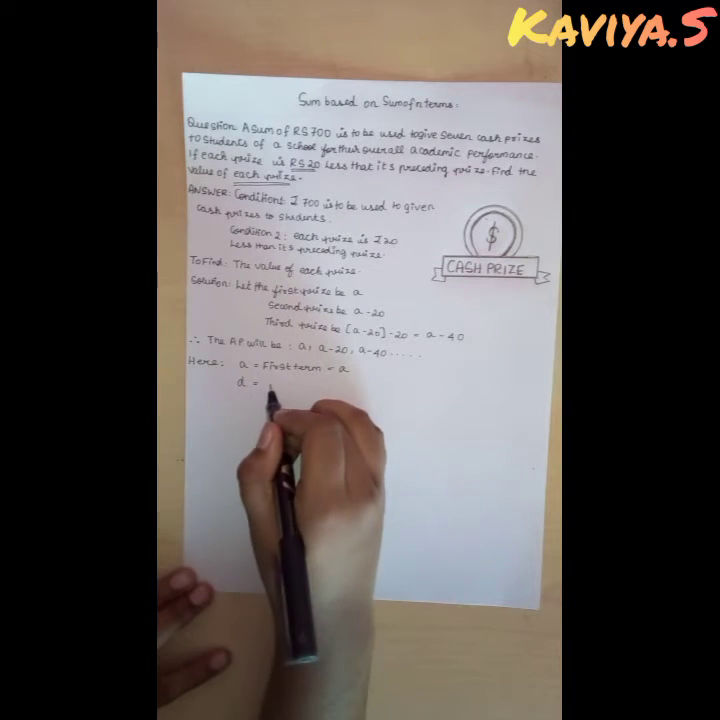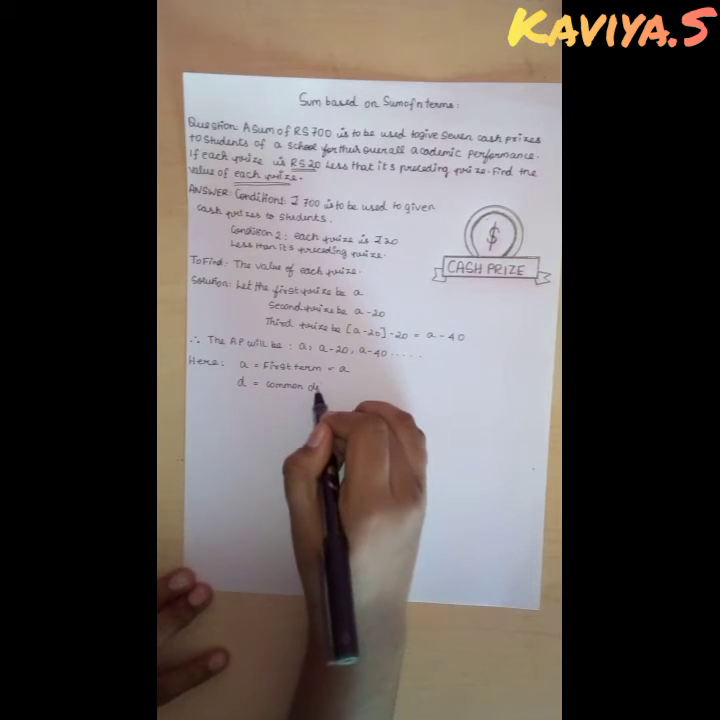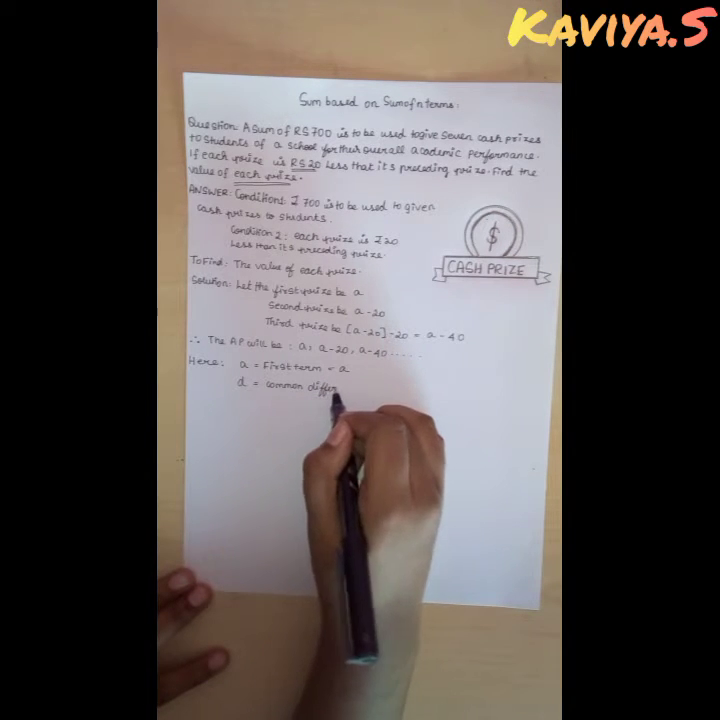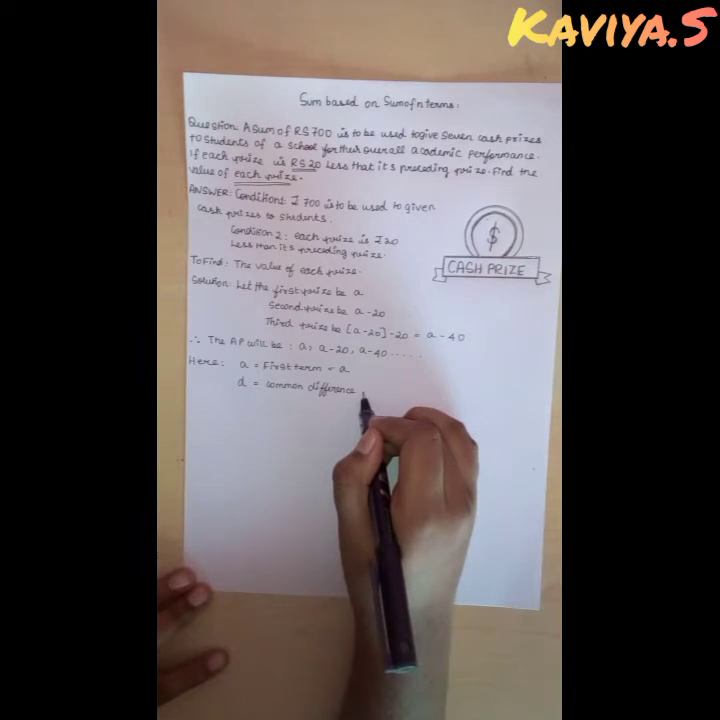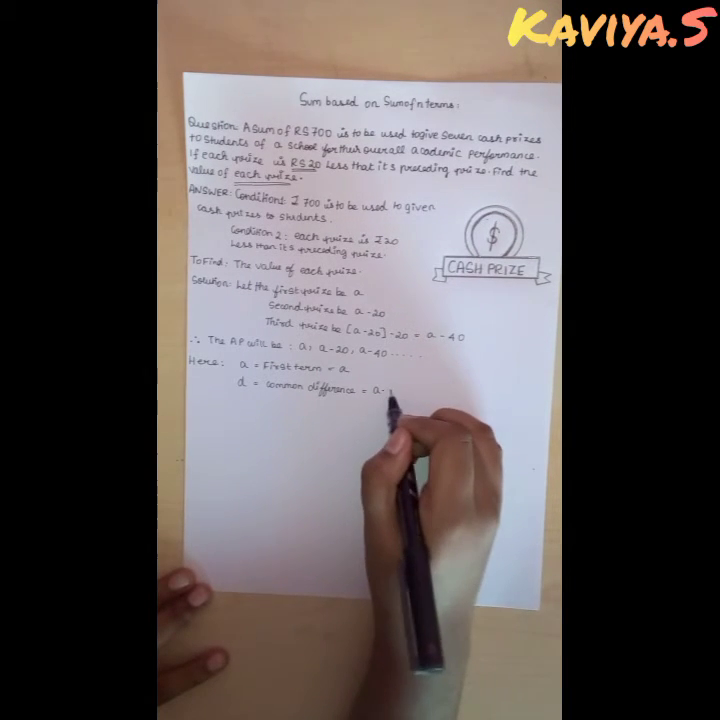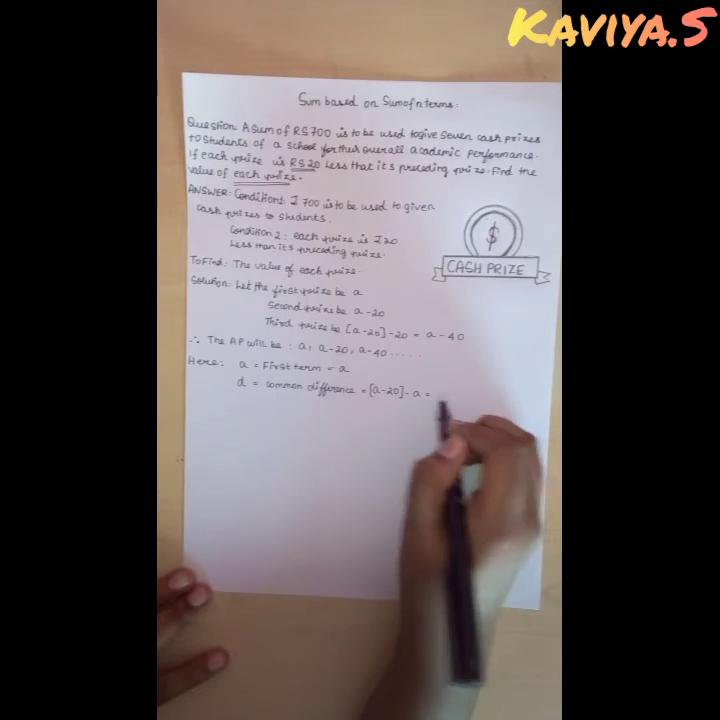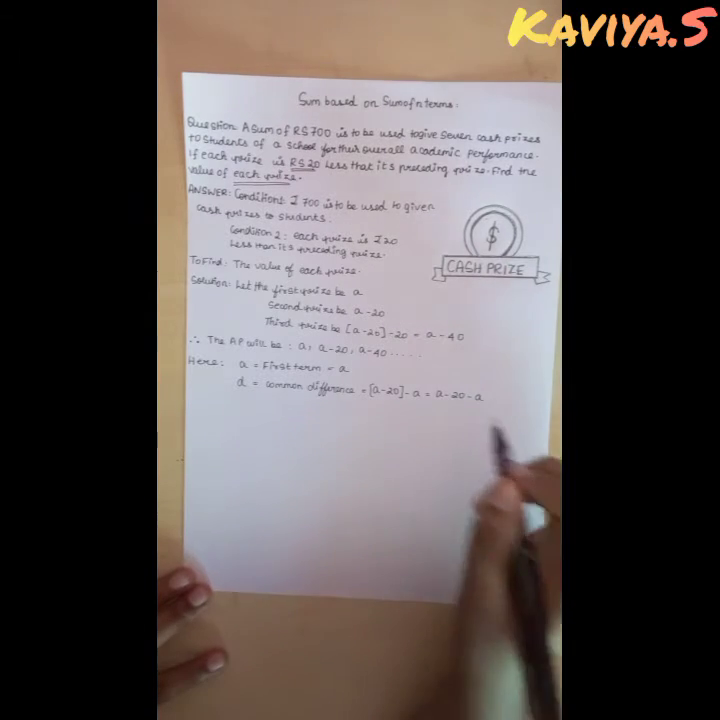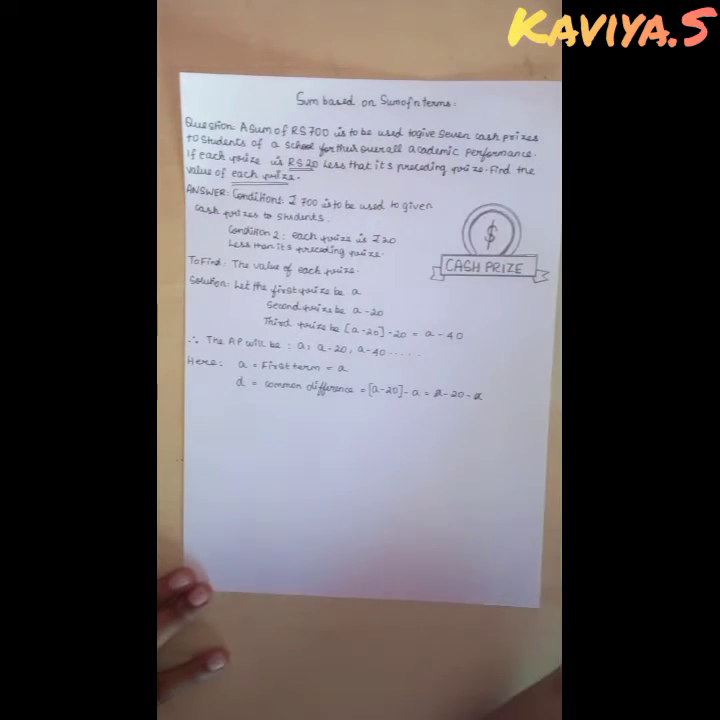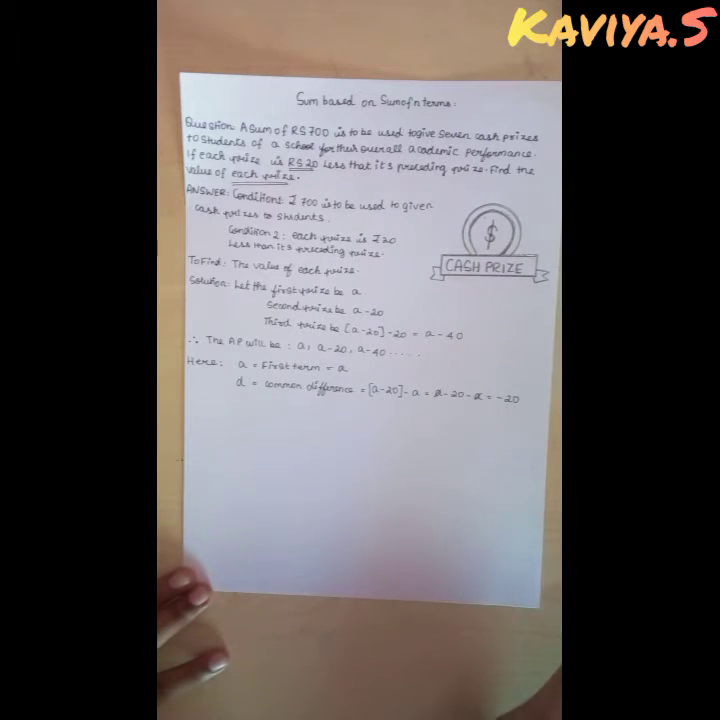So here A is equal to first term. Okay, A is equal to first term and d is equal to common difference. Here in this AP, first term is A and the common difference. So now let us find the common difference. A minus 20 minus A. So we get A minus 20 minus A. Plus A and minus A gets cancelled and we get the common difference as minus 20.